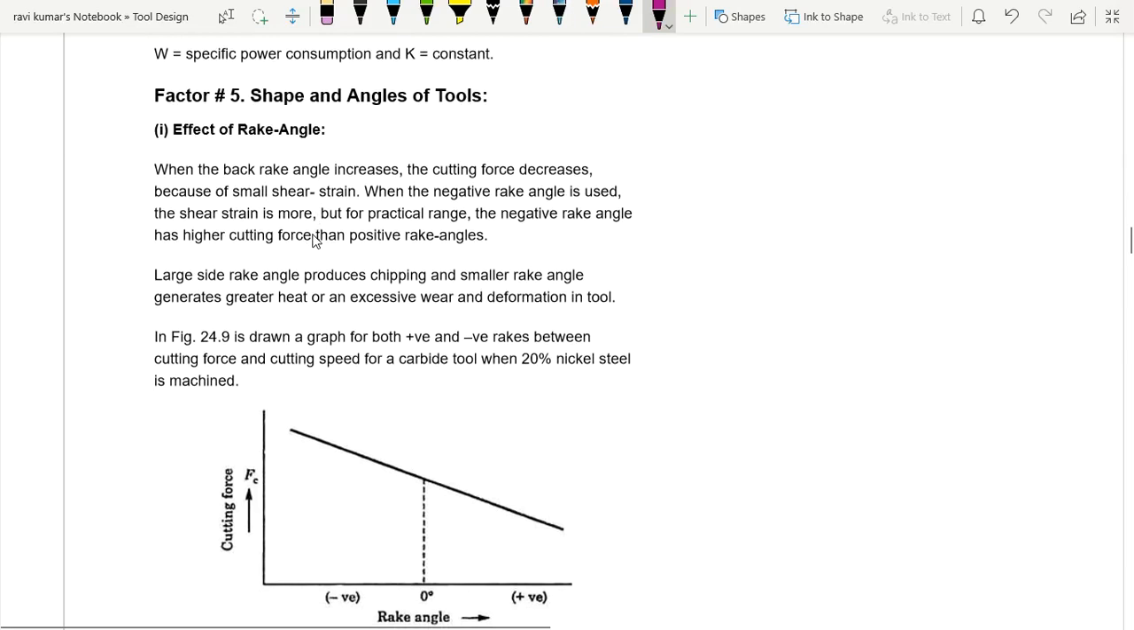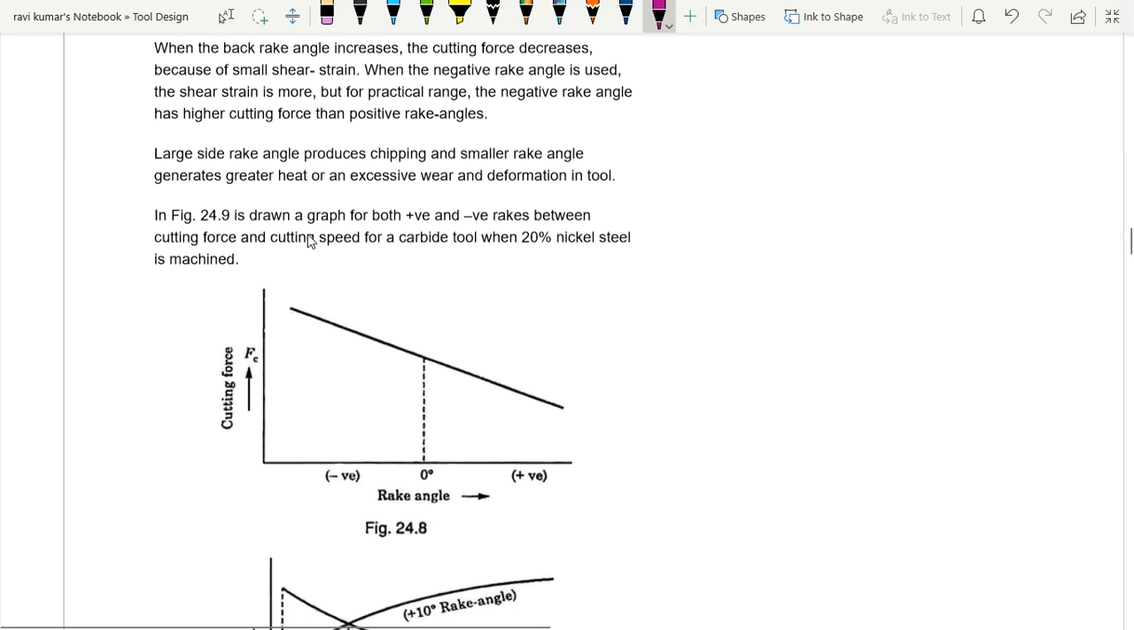Likewise, the angles, rake angle, for example, if I increase the rake angle, the cutting force required will be reduced. But if I go for large rake angles, the tool is likely to chip away or break away, right? So one has to seek a balance.